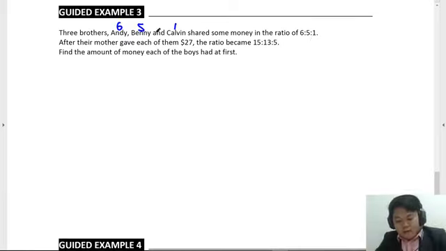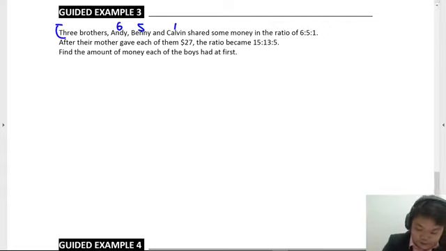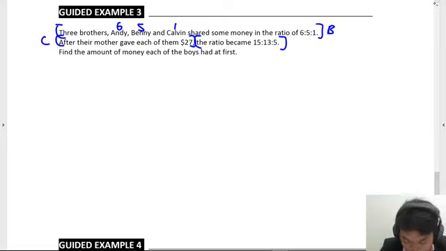Okay, so this was before anything happened. After their mother gave each of them $27, this is the change. The ratio now became 15:13:5. So that is your after. So find the amount of money each of the boys had at first. So yep, this one is like a P6 question.